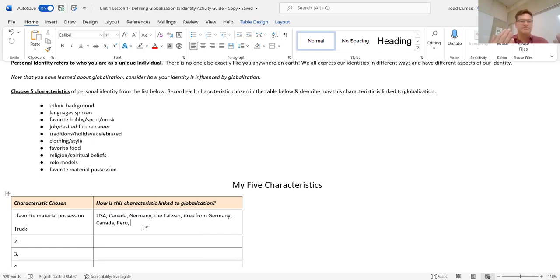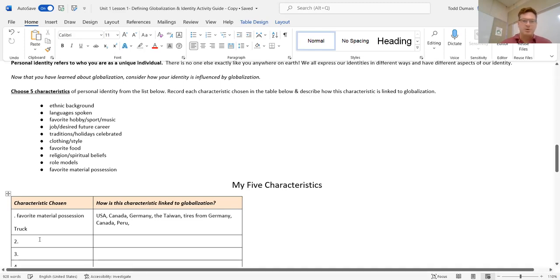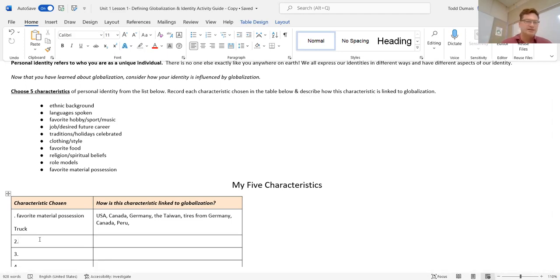How is this characteristic of my identity, truck, connected to globalization? And let's say you're into skateboarding. The wheels are from this country, the wood's from this country, and the tape on the top is from here. But also, I follow some famous skater somewhere. I'm sorry, I don't know the skating culture. I follow them on YouTube and Instagram. I've posted a couple of videos on how to do a kickflip, and I have 400 followers from around the world. That's an example of globalization and identity.